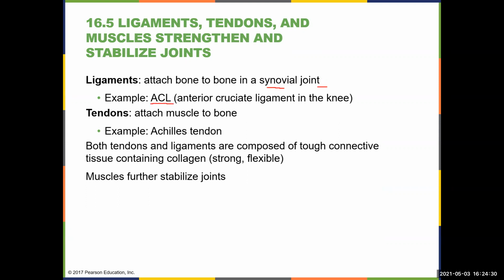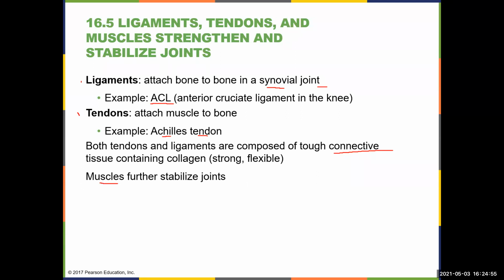And then your tendons attach muscle to bone. So for example, your Achilles tendon. Now, both of these structures, ligaments and tendons, are composed of connective tissue. So tissue that's containing collagen that makes it strong, but also flexible. So it can support the connection of bones to bones or muscles to bones, for example.